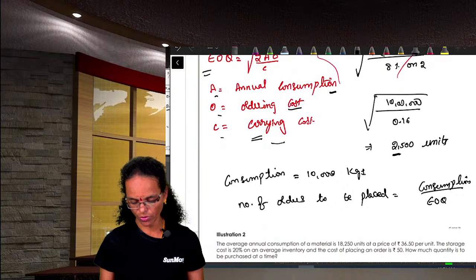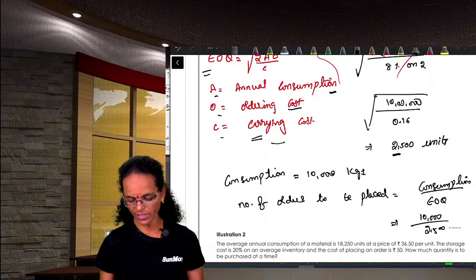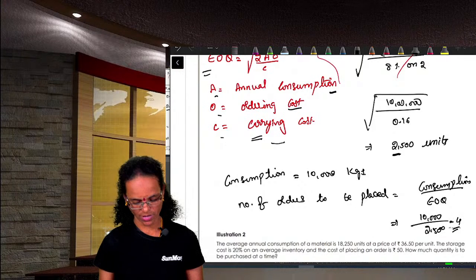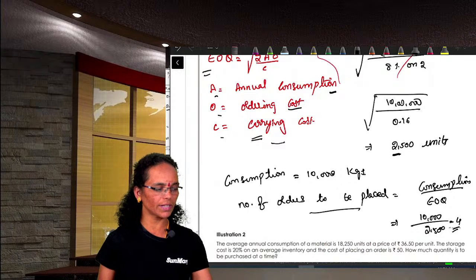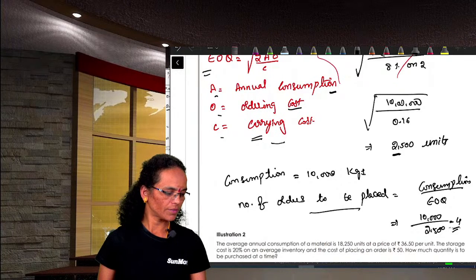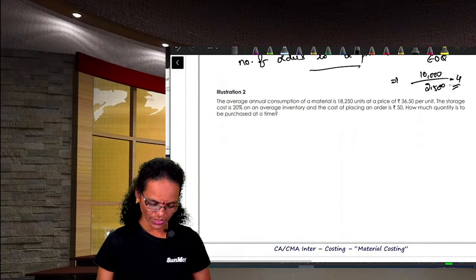So, that is the EOQ. Here 10,000 divided by 2,500 is nothing but 4 times. Number of orders to be placed in a year is 4 times. Getting it? Right. We go to the next problem.